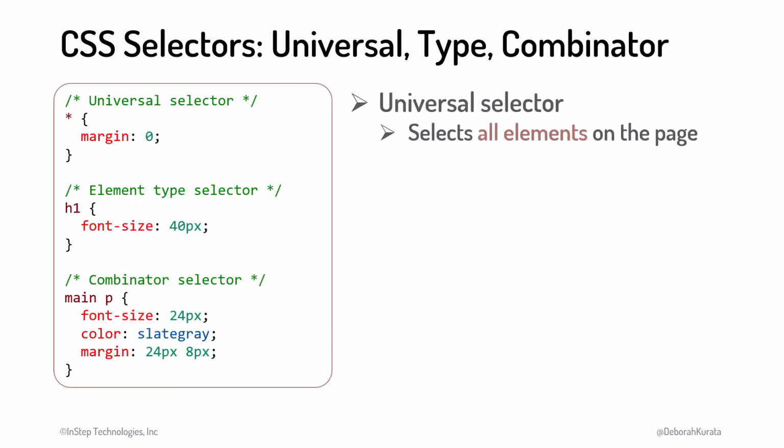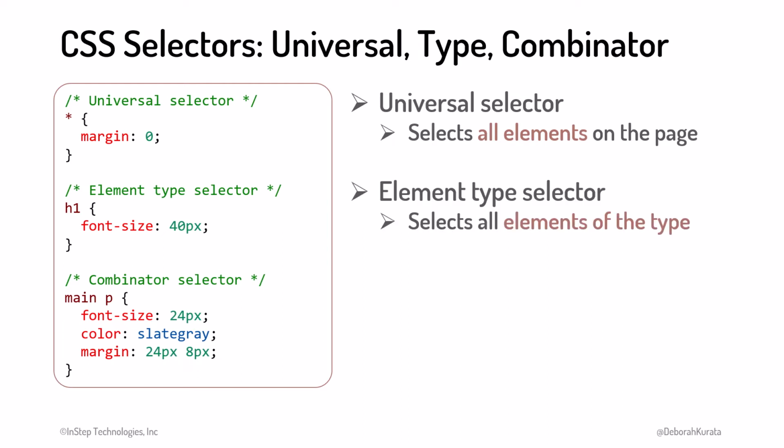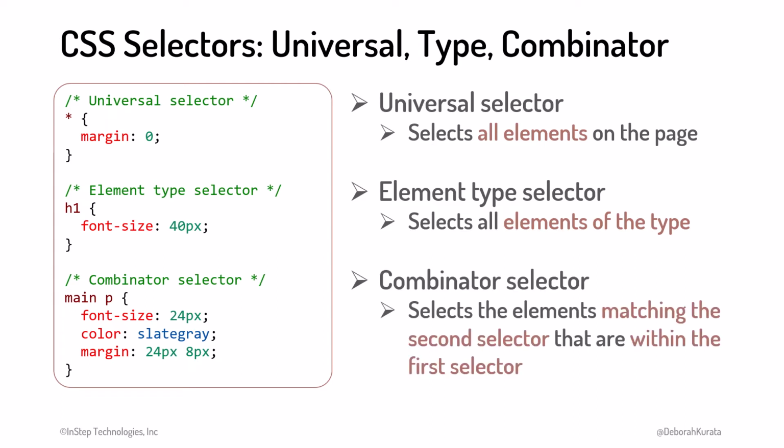The universal selector, indicated with an asterisk, selects all elements on the page. It's useful when resetting all of the elements. The element type selector selects all elements of the type. Define styles for multiple types by separating them with commas. There are numerous combinator selectors. We covered one, the descendant combinator. It selects the elements matching the second selector that are within the first selector.